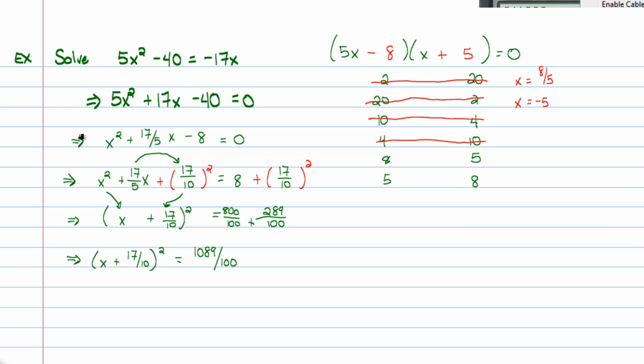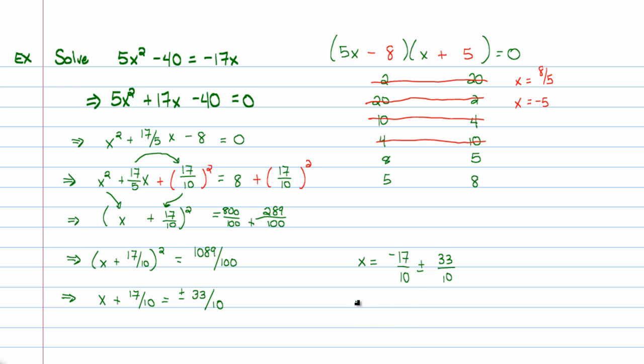All right. So when I take the square root of both sides, I'll get x plus 17 tenths is equal to plus or minus. Now remember that plus or minus is so important because so many people forget it. Plus or minus 33 over 10, because the square root of the numerator is 33, the square root of 100 is 10. And now I will subtract 17 tenths from both sides to get the following. x is equal to negative 17 over 10 plus or minus 33 over 10.